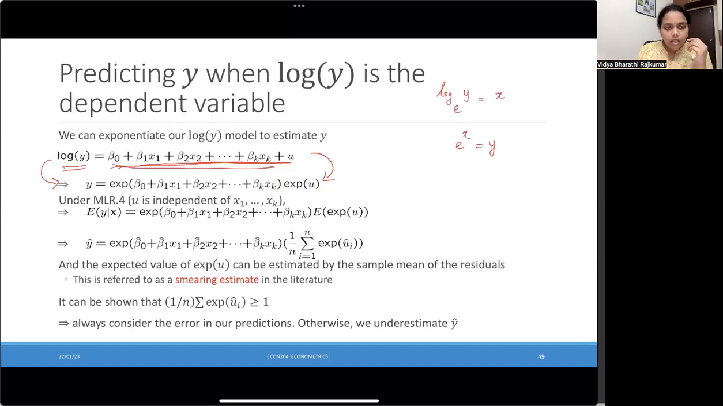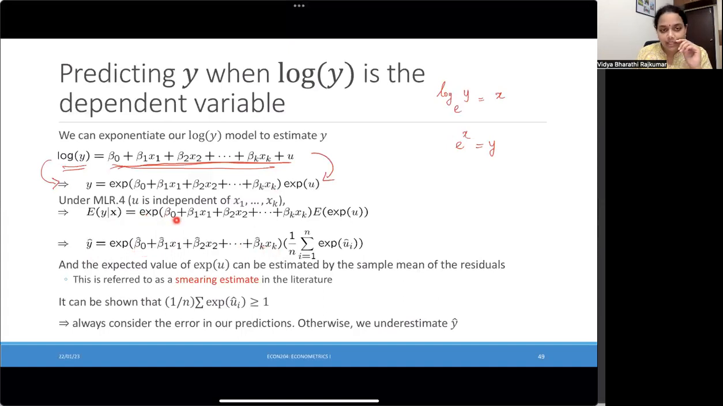Now, we can go ahead and compute the predicted value of Y given different X values. The predicted value of Y, which is Y hat, is going to be the exponent of, instead of betas, you put beta hats. Before that, let me just do E of y given x. If I want to find the average value of y given certain x values, I'm trying to predict the average y for a certain set of x values.